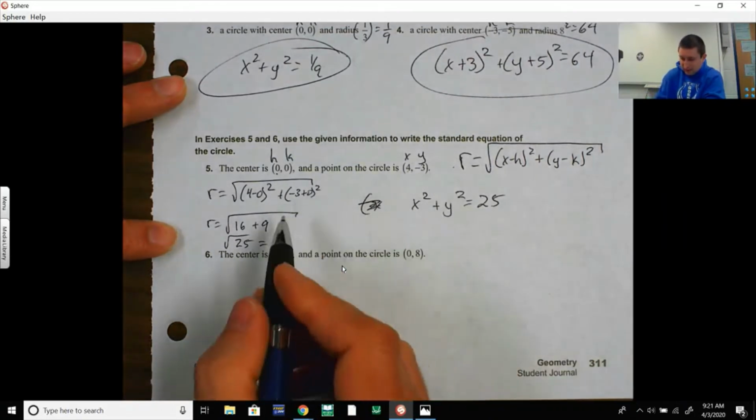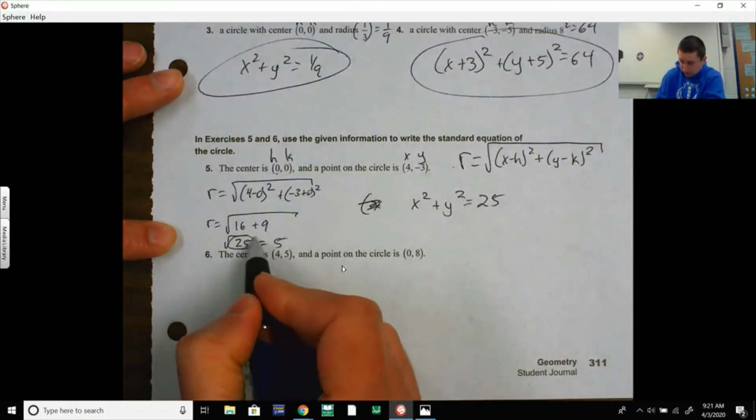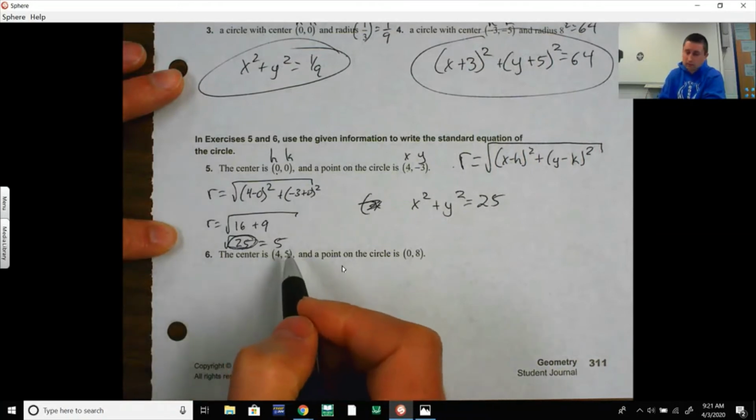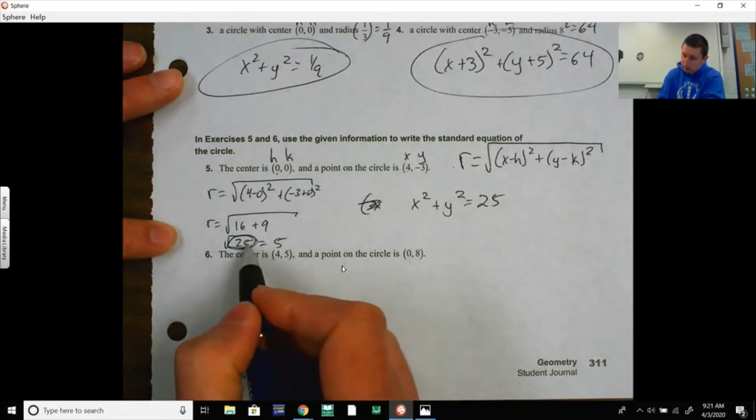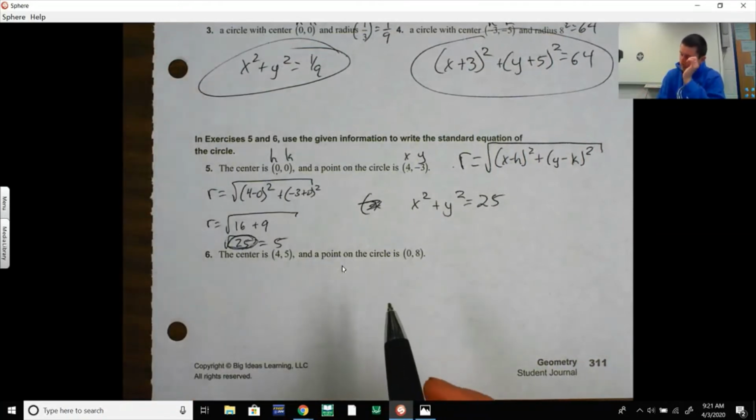So in reality, on these problems, this is the number you're going for. You don't even have to do the square root. You're looking for that number there. That's the r squared before you take the square root.